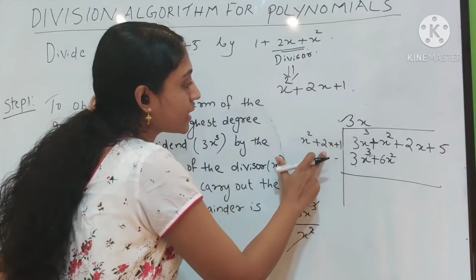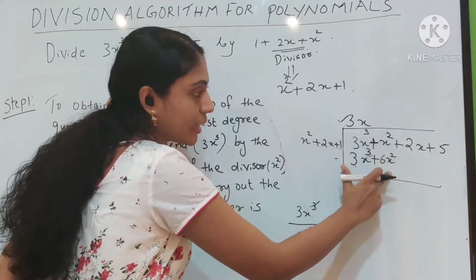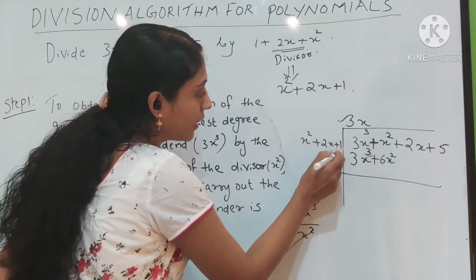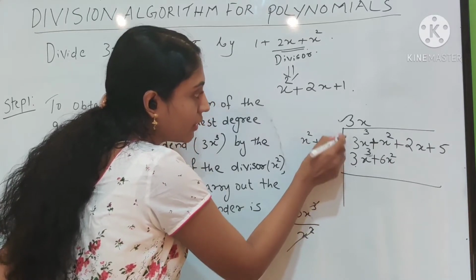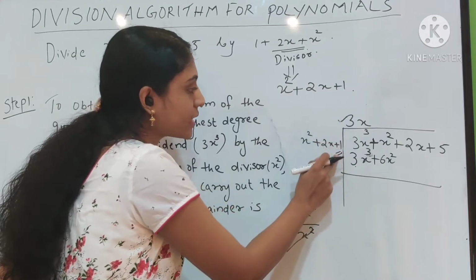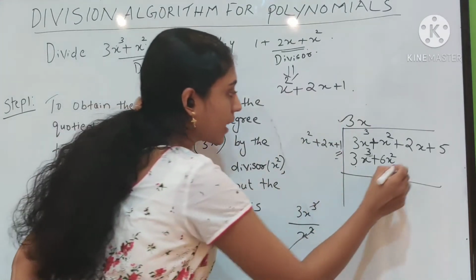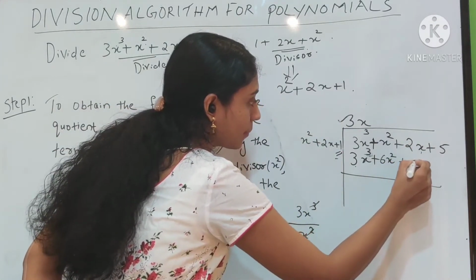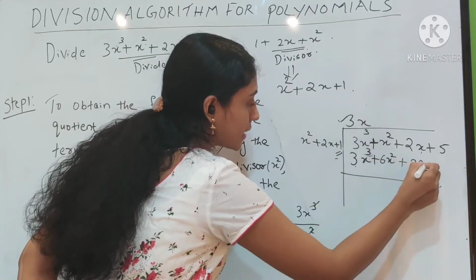2x into 3x, it is 6x square, right under x square term. Then the third term of the divisor, 1, multiply it with the first term of the quotient, that is 3x. 3x into 1, it is 3x, right under x term. So 1 into 3x, it is 3x.